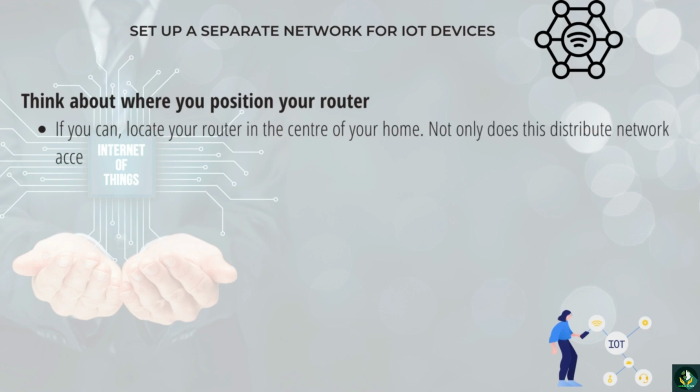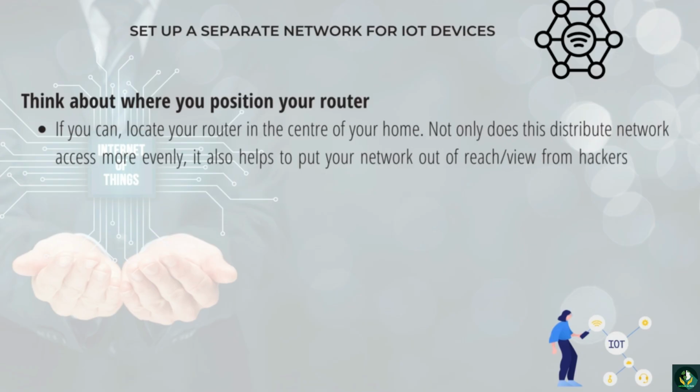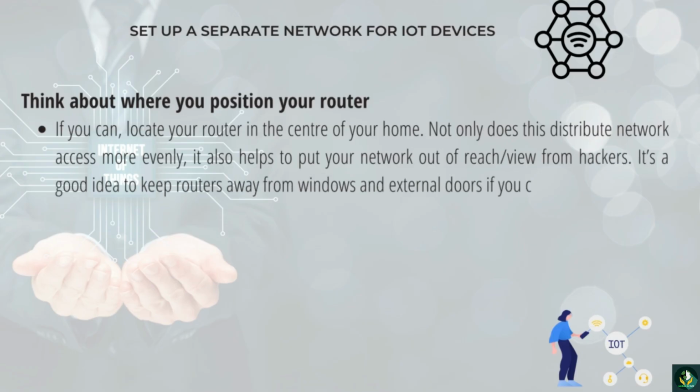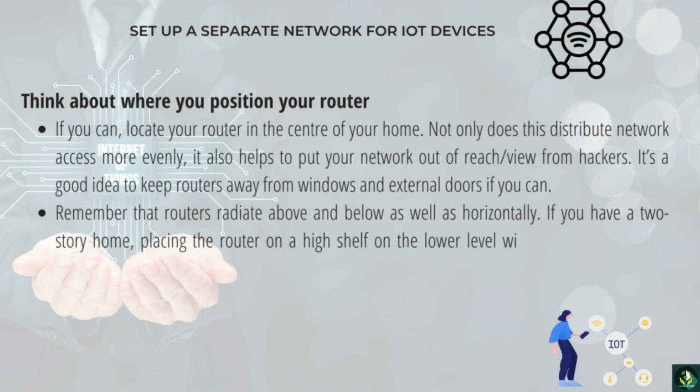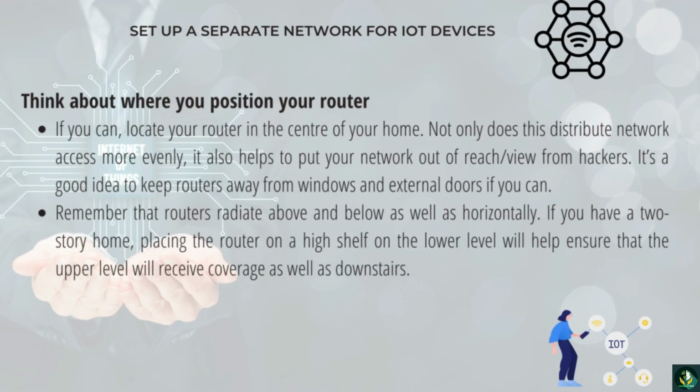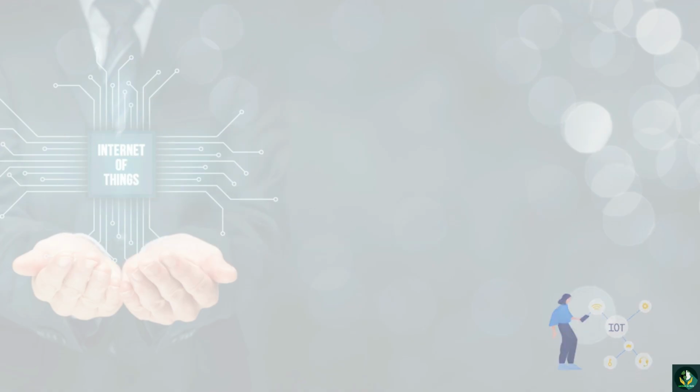Not only does this distribute network access more evenly, it also helps put your network out of reach or view from the hackers. It's a good idea to keep routers away from windows and external doors if you can. Remember that routers radiate above and below as well as horizontally. If you have a two-story home, placing the router on a high shelf on the lower level will help ensure that the upper level will receive coverage as well as downstairs.